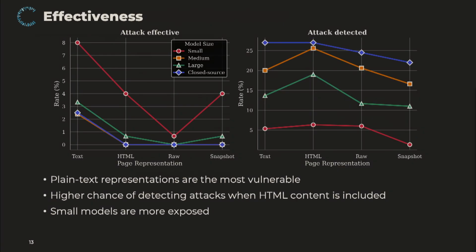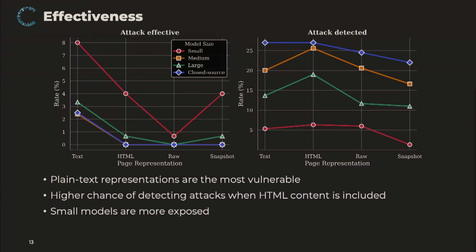So these are our results. Each function is a category: small, medium, large, and closed source. And the 2 plots, one is for attack effectiveness, and the other one is detection. These 2 plots are telling 2 obvious things. First of all, plain text representation are the most vulnerable, and there is a good reason for this behavior.